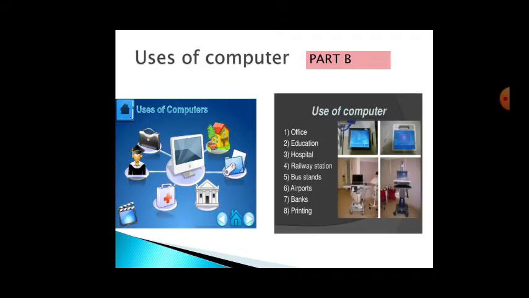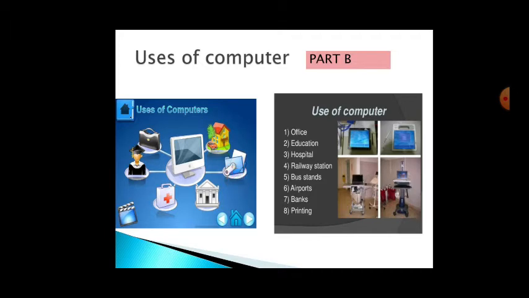Next, let us continue with the uses of computer, that is part B. So children, there are many uses of computers. Without computers today, life will not move on. So computer is used everywhere. In the house, in the office, in the education field, that is in the school, then hospitals, railway stations, bus stands, airports, banks and printing or designing. So everywhere we use computers. Computer has become a part and parcel of our life. So without computers, there is no life today.